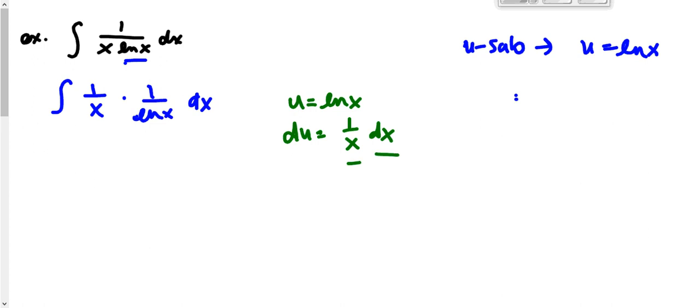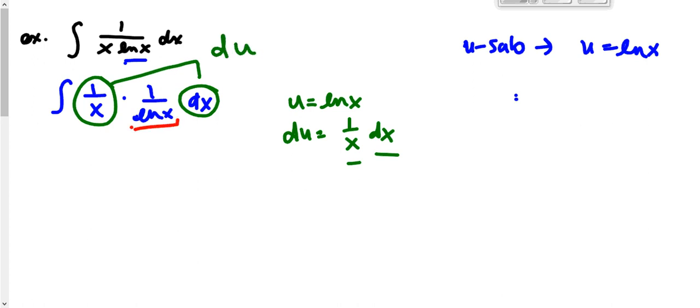So I need 1 over x and dx. Well, here's dx. Here's 1 over x. So both of those things make du. And ln of x is u. So all of this will turn into 1 over u du. And that is something I can integrate pretty straightforwardly. So I get the ln of the absolute value of u plus c.